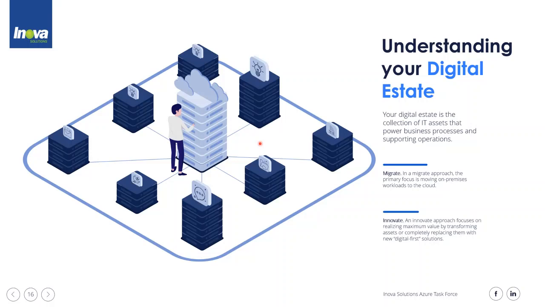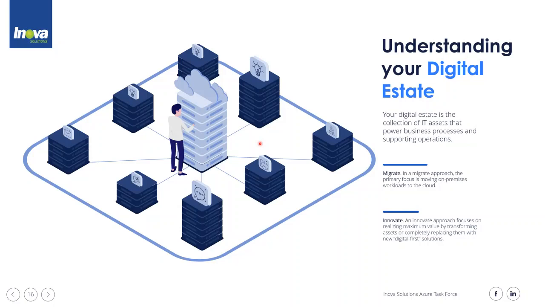Understanding this digital estate is key because now we need to talk about, based on those motivations, based on what I want to do, what approach am I going to take to migrating? And there's two big categories essentially of approaches. A migrate approach, which is mostly focused on moving things to the cloud quickly with as few changes as possible. I just need to get that out of on-prem and into the cloud.